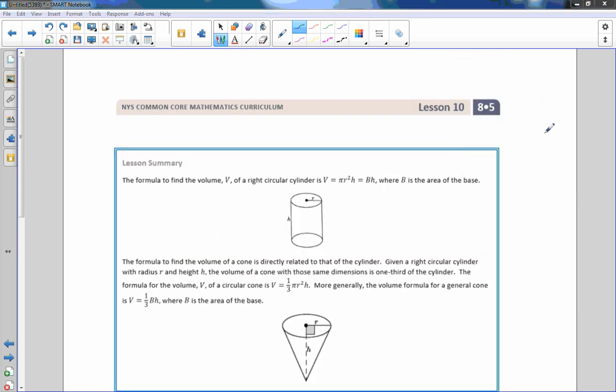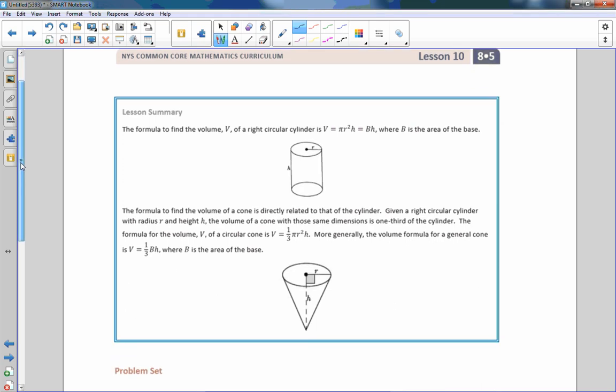Okay, that is the end of lesson 10. Review the lesson summary and go do your problem set.